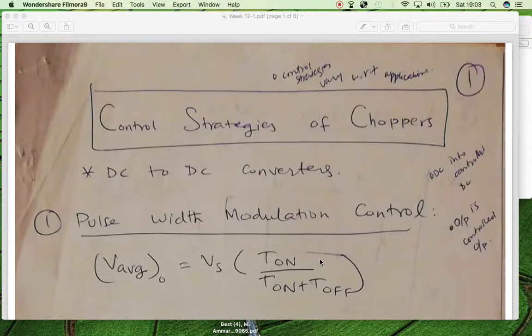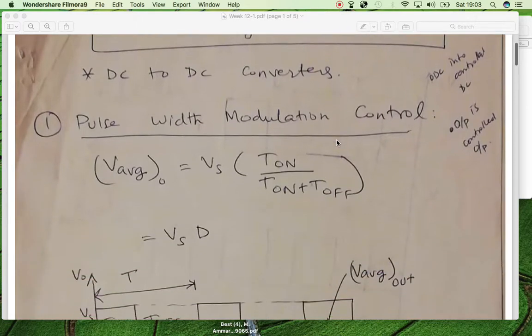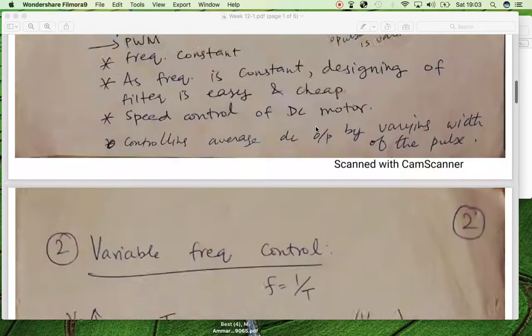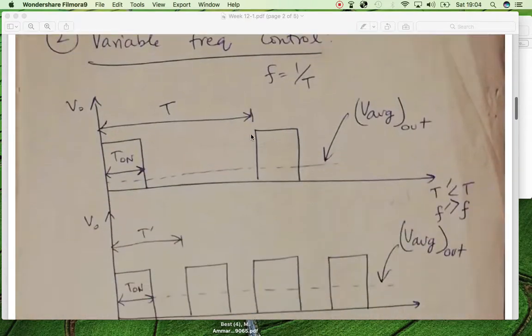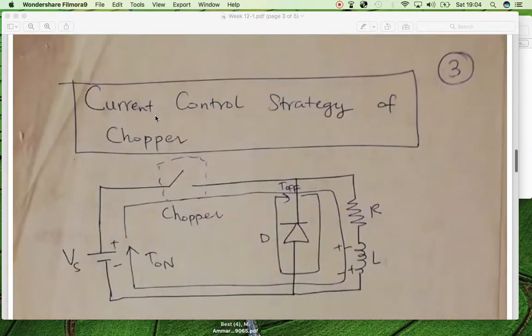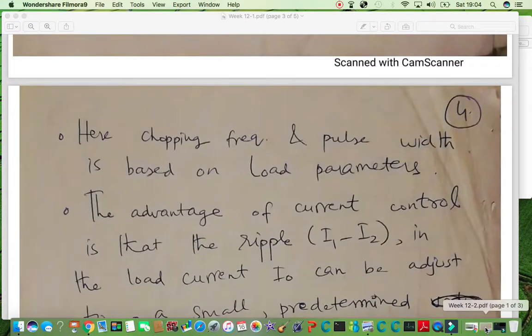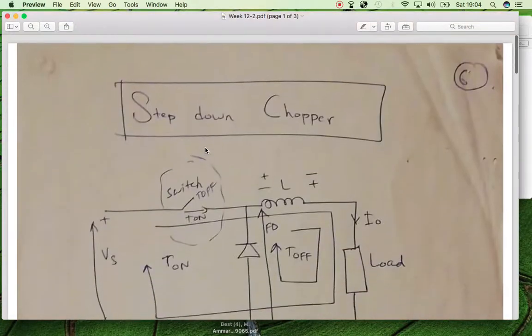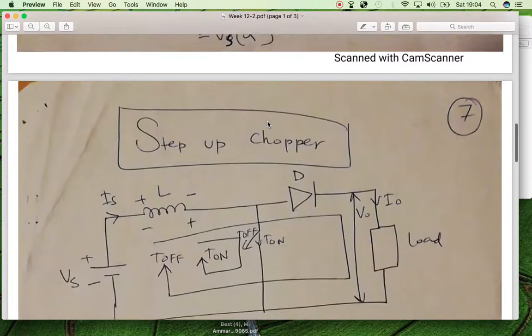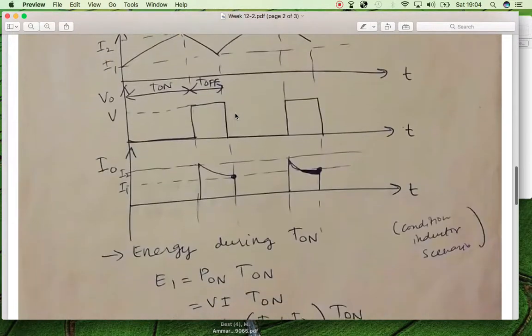Hi, in today's lecture I will be discussing the control strategies of chopper, in which I will discuss pulse width modulation control, then variable frequency control, and the third one, which is the current control strategy of the chopper. Afterwards I will also discuss the step down chopper as well as the step up choppers.